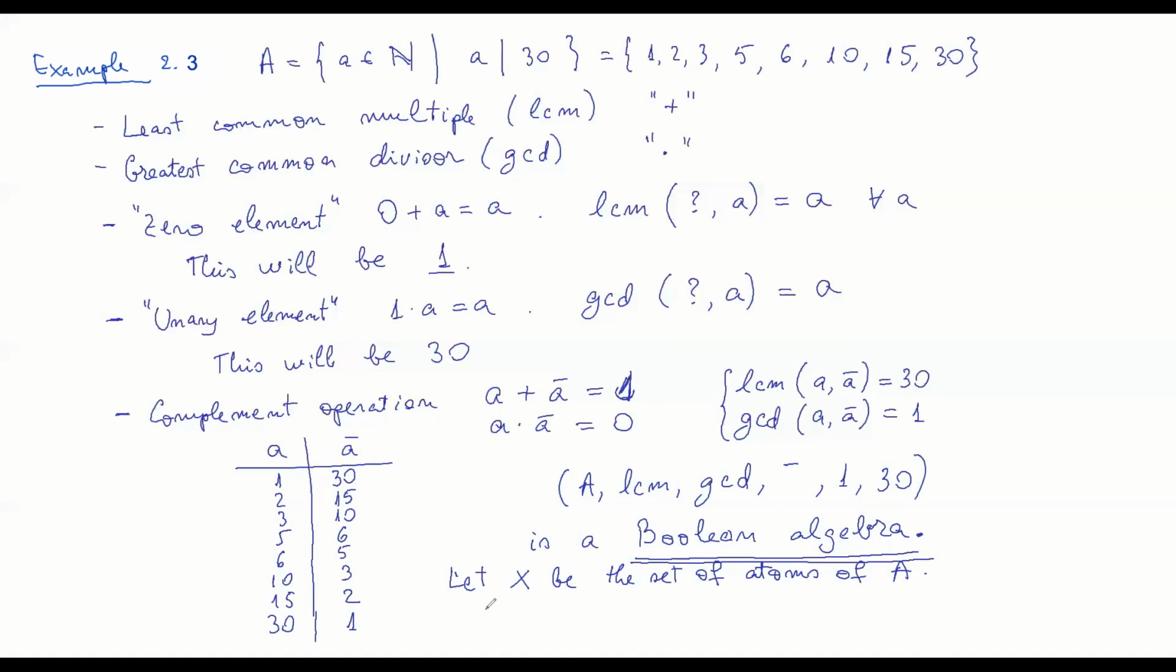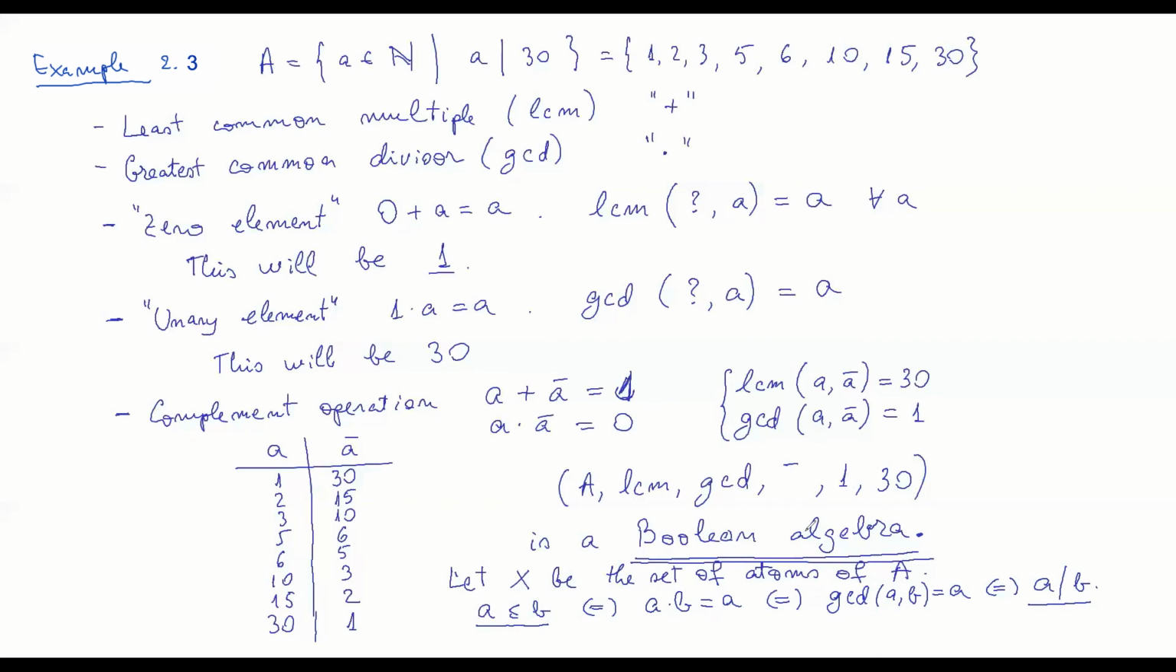And remember that we had a smaller than or equal to b. This was in general defined as being equivalent to a times b equals a. And in our case, the multiplication is the greatest common divisor. So the greatest common divisor between a and b has got to be a, which is the same as saying that a has to divide b. And so the order we have in this Boolean algebra of ours is that a is smaller than or equal to b if and only if a is a divisor of b, and the smallest element in this Boolean algebra is 1, and the biggest element of the Boolean algebra is 30.